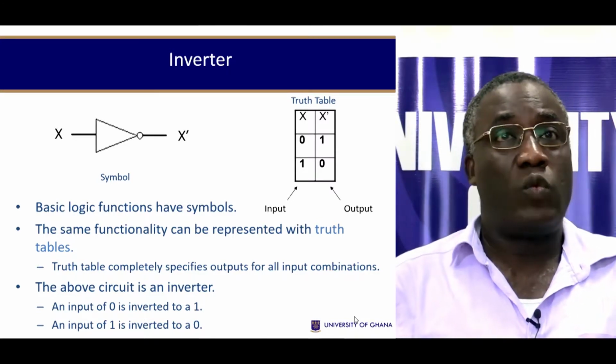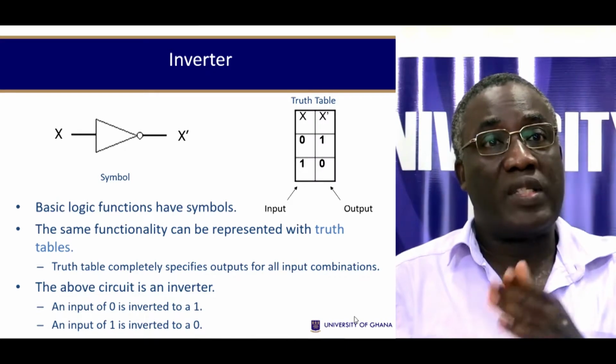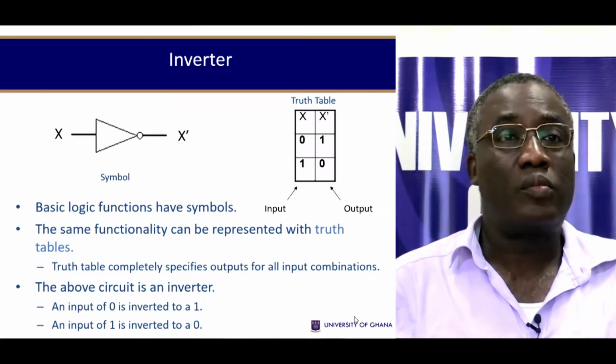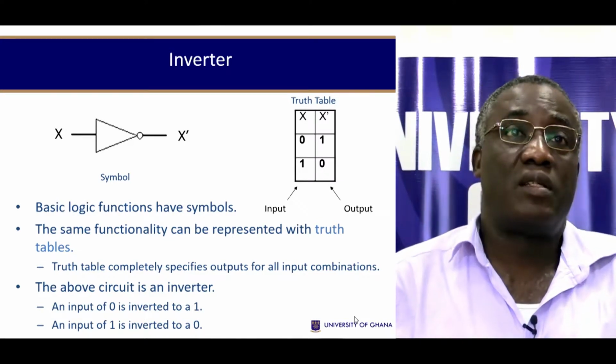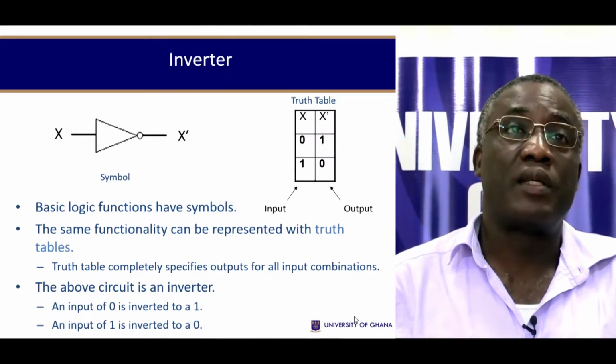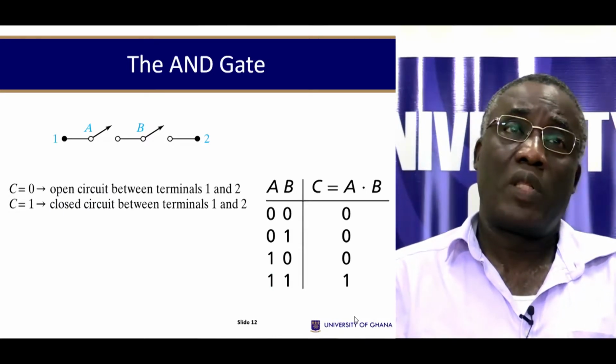So this function with the gates that you see, you can represent with a table. And we call this what? The inverter. It's a basic function that you need to be aware of and the way it operates. Now, what about the AND gate?